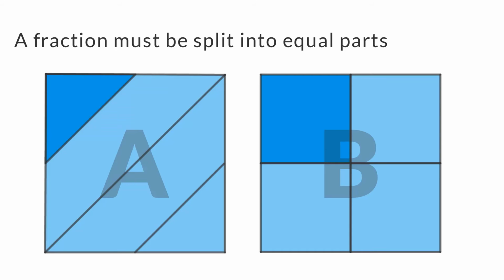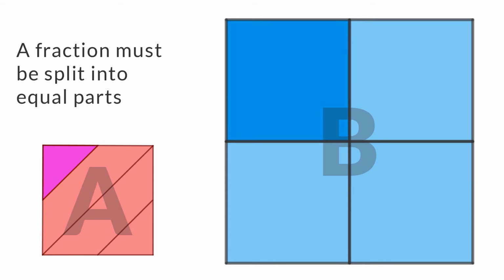It would be B, because B is the only one split into 4 equal parts. A is split into 4 parts, but they're not equal. So before we can solve any problems with fractions, let's first see if we can figure out what we mean when we talk about equivalent fractions.